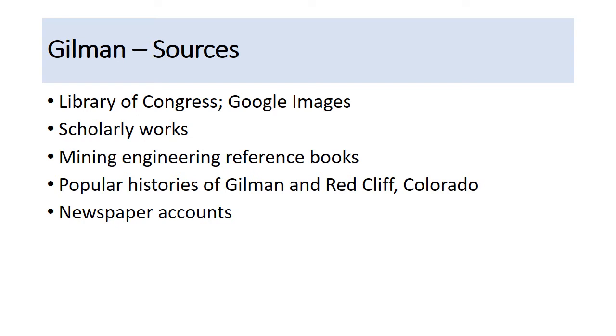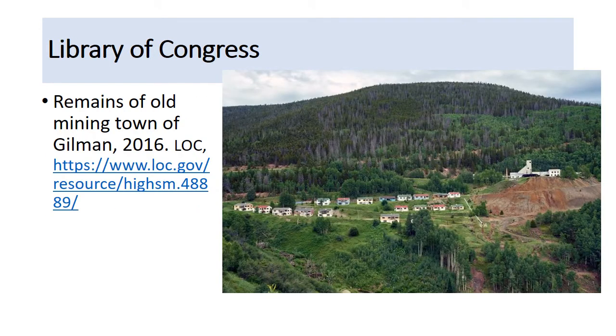So for Gilman, these sources included the Library of Congress images and Google Images collections. It included some scholarly works, mining engineering reference books, particularly for identifying or confirming the identification of equipment and machinery. And then if there's time, and if we needed to go in that direction, browsing through the popular histories on Gilman and Red Cliff in Colorado, and specifically to tie down some dates, we might look at newspaper accounts. So just some examples of some of the things that we found looking through our resources and doing historical research.